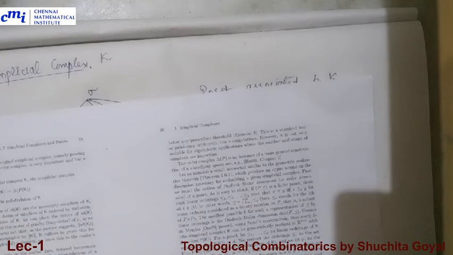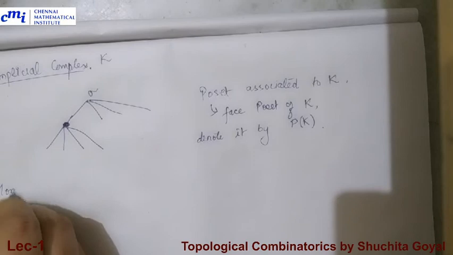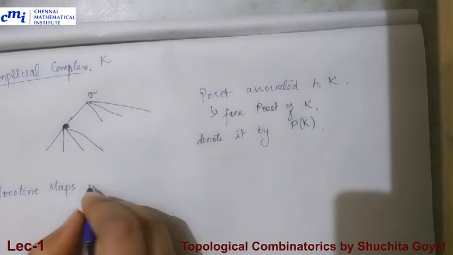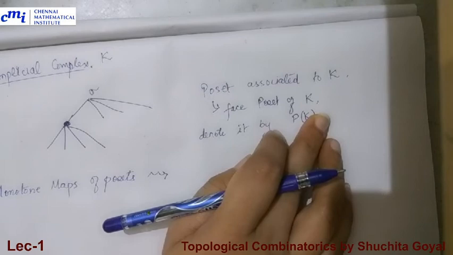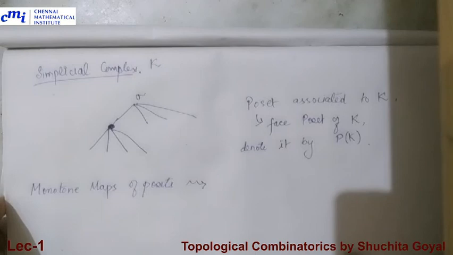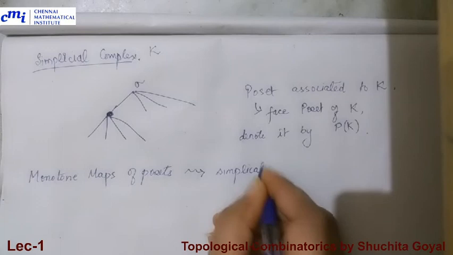And of course, if you have posets and there are monotone maps on the poset, so remember we saw that simplicial mappings are nothing but mappings on the vertex set, so that simplices are mapped to simplices. So now we will see if you have monotone maps of posets, how they can give simplicial mappings of the corresponding simplicial complexes, of course.